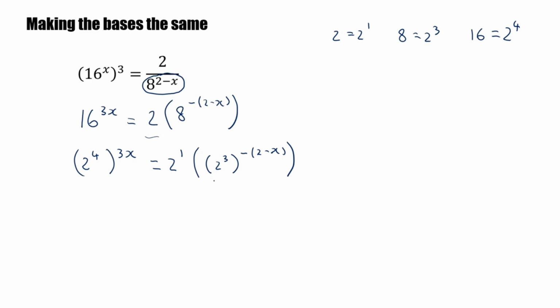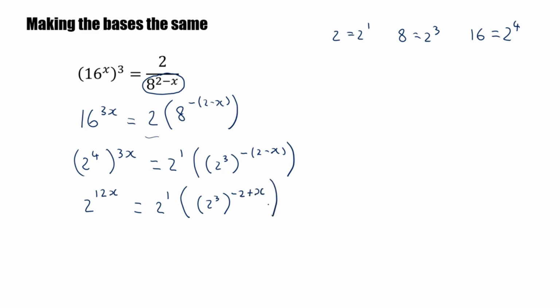Okay, now I can start to apply more index laws to simplify things further. We can do the 4 times by the 3x, using that index law to get 12x on the left-hand side as the power. On the right-hand side, well, I've got to keep the 2 to the power of 1 for the moment because I've still got to do stuff to the other thing that's inside the brackets. So first of all, I've got to deal with these brackets in the power. So therefore, I'm going to still keep the 2 to the power 3 as 2 to the power 3 and multiply the brackets in the power to get minus 2 plus x.